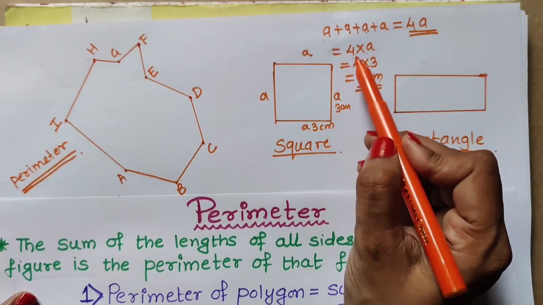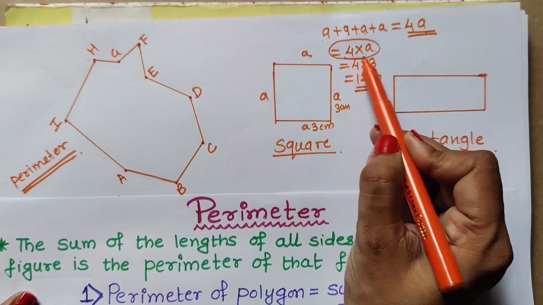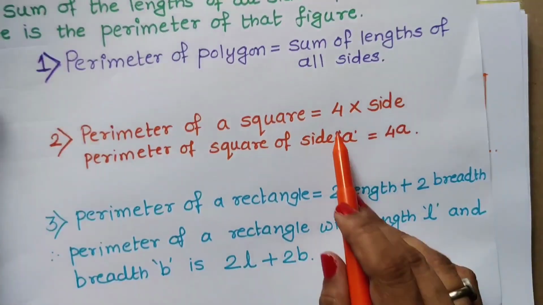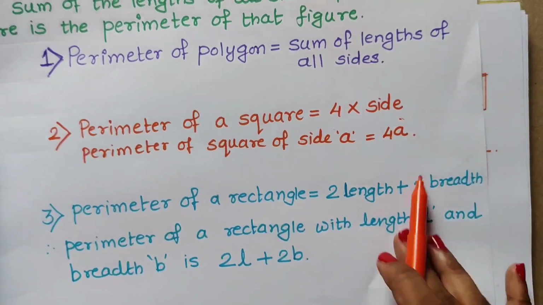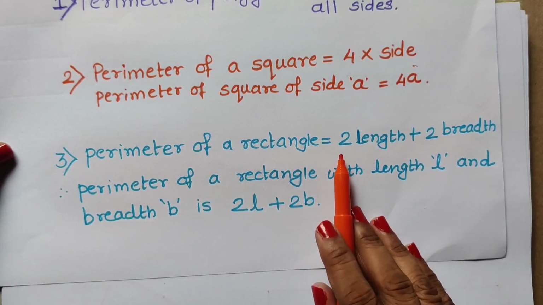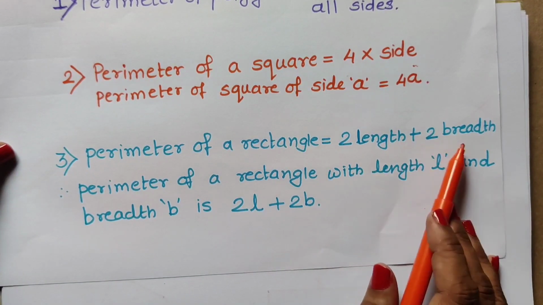So for the perimeter of a square, we have to apply the formula 4 multiplied by A, that is 4 multiplied by side. Now let us see the perimeter of a rectangle, which is 2 into length plus 2 into breadth.